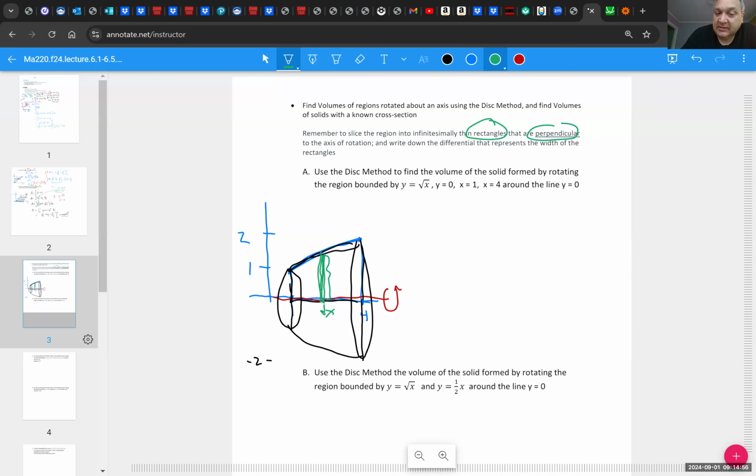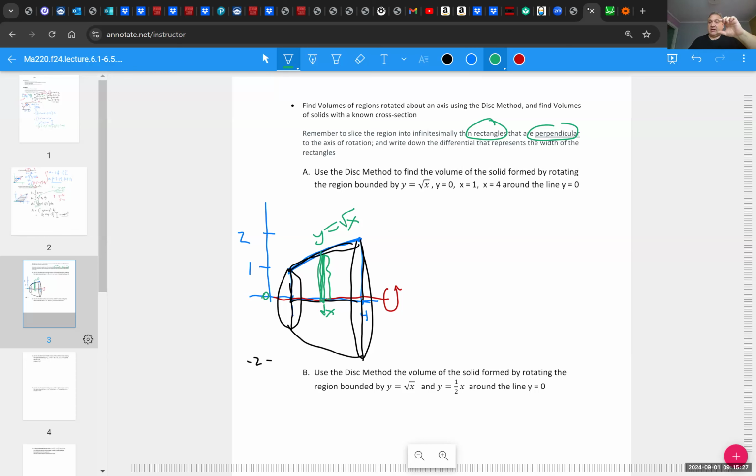And then we need to find the height, which is going to be in the vertical direction, some y thing. It's the y at the top minus the y at the bottom. The y at the top is square root of x. The y at the bottom is just 0. So it's square root of x minus 0, or just square root of x. So that's the size of the rectangle. It has a height of y and a width of dx. We are not trying to find the area of the rectangle. We are using the slice of the rectangle to find what we're trying to find, which is the volume.